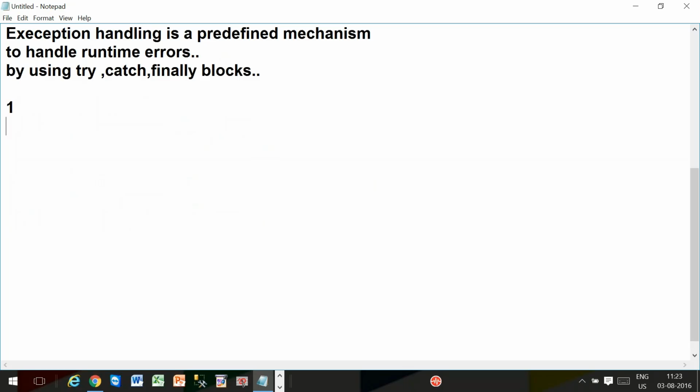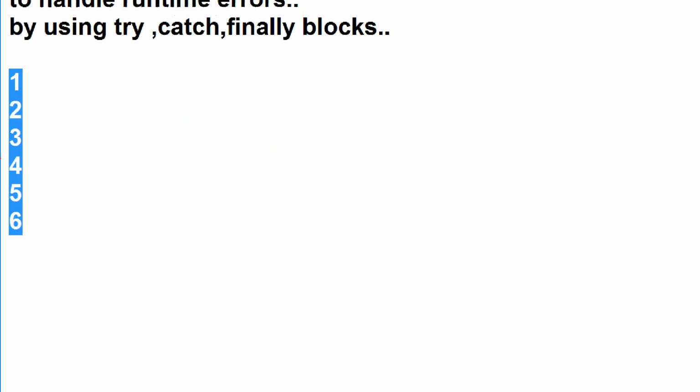We have written a program of, say, 6 lines. Suppose in this program I didn't implement the exception handling mechanism, but in the third line you are getting an error. Everybody try to understand. I have written a 6 lines program, and in the third line I got an error. What is going to happen?